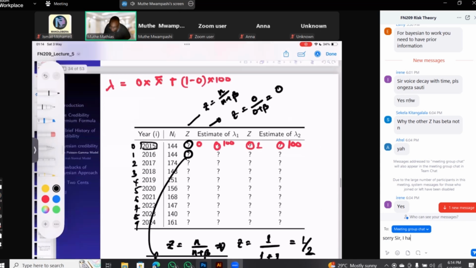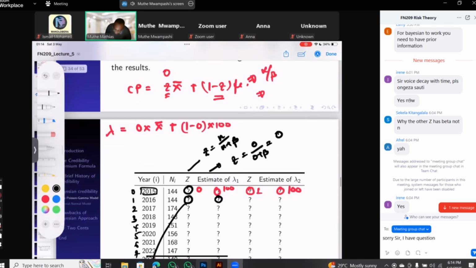So you move here again. To get this value, you just substitute in this formula. Your Z now is 1 over 2, and this one is again 1 over 2. So you can see that in the first year, because you have data, you can put some trust in x bar, which is half, and also you can put some trust in mu, which is the collateral or the prior information.